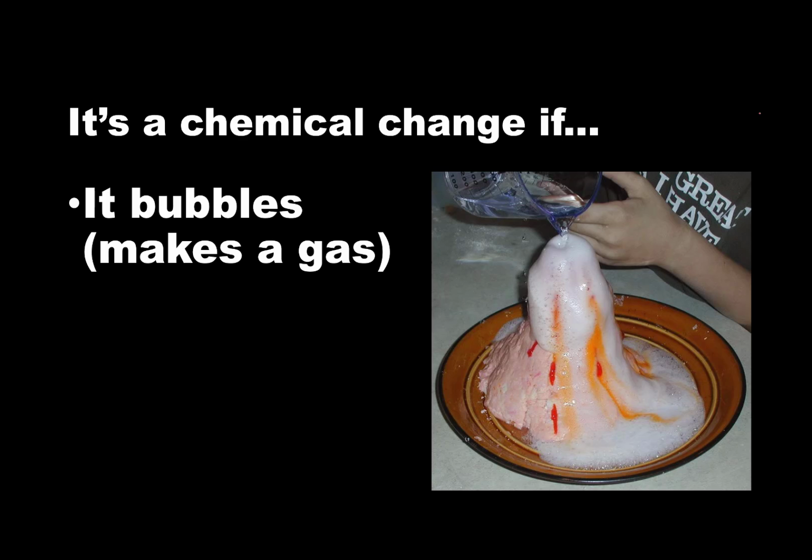It's a chemical change if it bubbles. Here's a great example. This is a mixture of something called sodium bicarbonate, and I'm just going to write it up here. NaHCO3. That is baking soda, sodium bicarbonate. So don't worry about the details of this right now. NaHCO3, that's sodium bicarbonate, plus acetic acid. That's going to be CH3COOH.